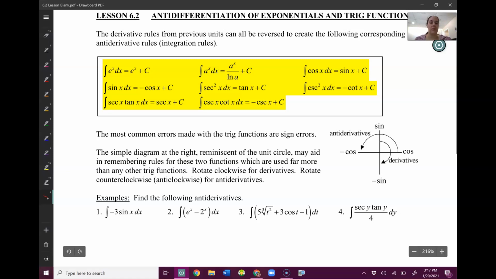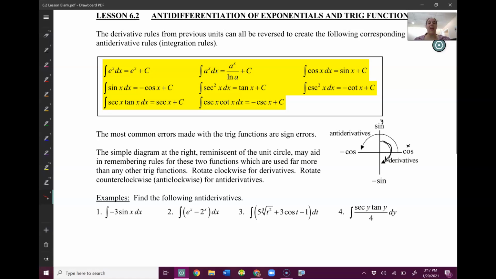You'll notice it kind of looks like the unit circle because if you remember, cosine is your x value. So this would be positive cosine, this would be negative cosine, positive x, negative x. Sine is your y value, so this would be positive sine, positive y, negative y. So we kind of create this, and then we can remember that if we want to take derivatives, we go clockwise. So the derivative of sine was cosine, and the derivative of cosine was negative sine.